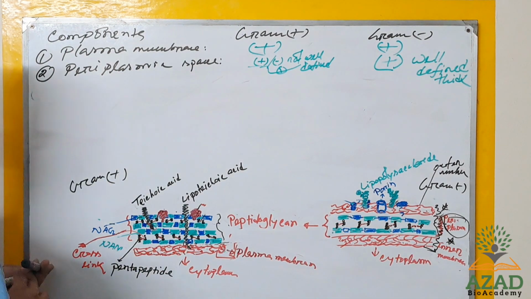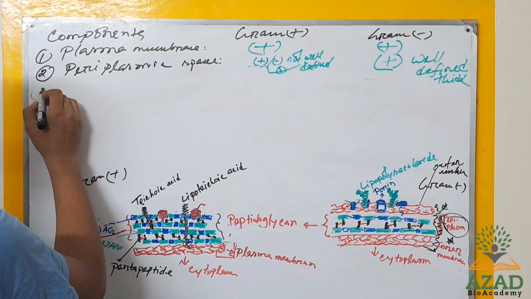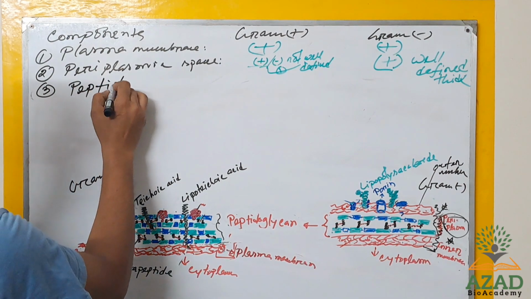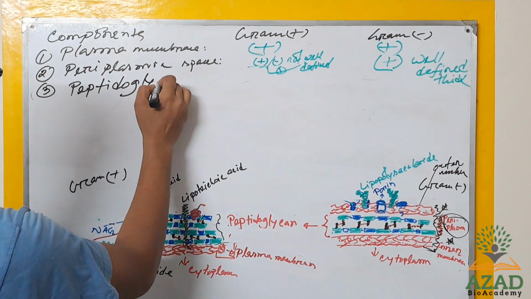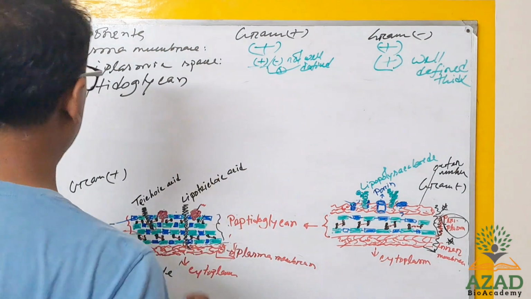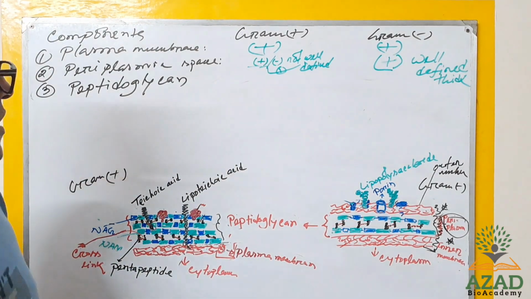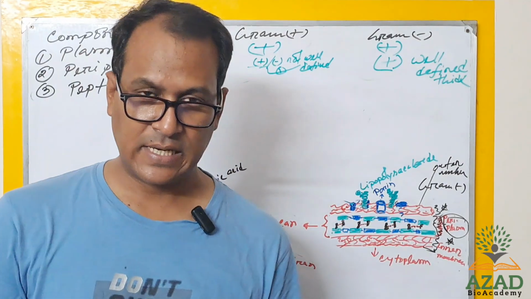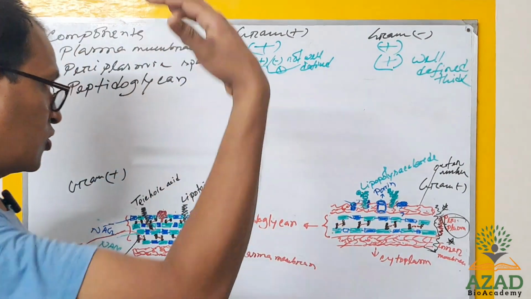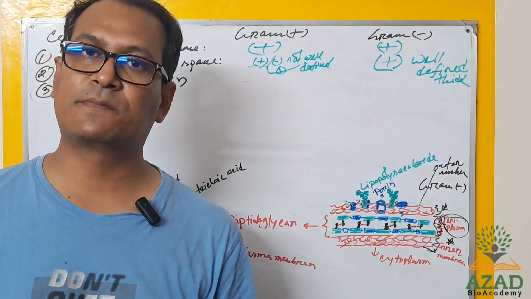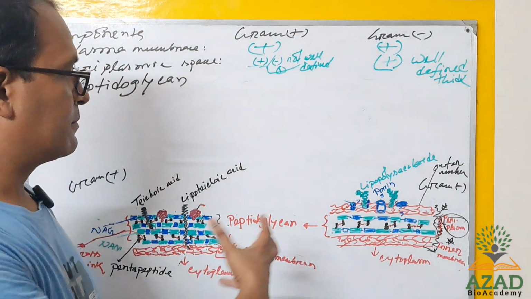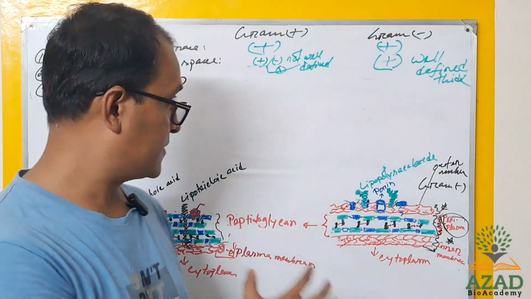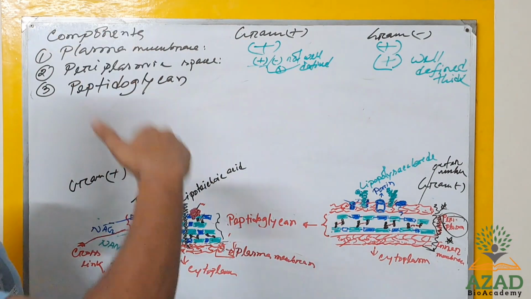Number three is the peptidoglycan. This is a very important molecule of gram-positive and gram-negative bacteria. You can say that based on this peptidoglycan molecule, gram-positive and gram-negative bacteria were differentiated in the earlier stage.